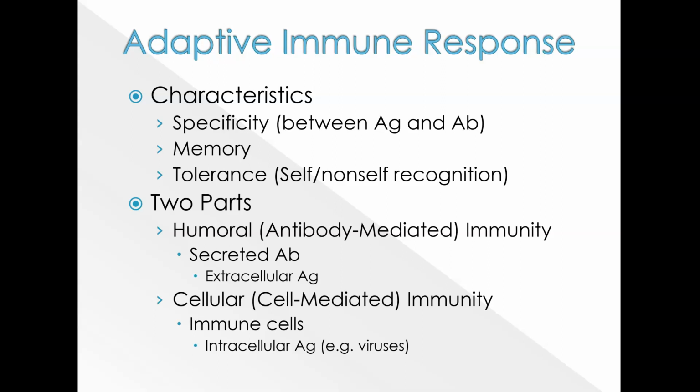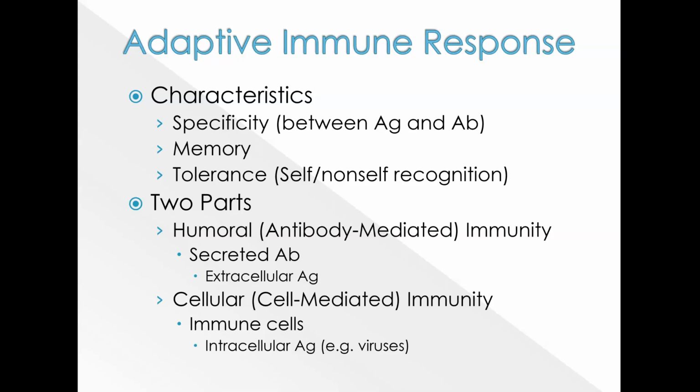The adaptive immune response can be further divided into two major parts. That's the humoral branch of immunity, or humoral immunity. When you think of humoral immunity, you should think of antibodies. So the humoral branch of the adaptive immune response is really mediated by antibodies, particularly antibodies that have been secreted by B cells. So B cells are really the main effector cell of humoral immunity.